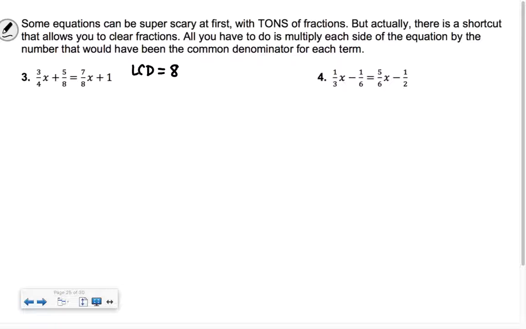We know that equations are like a big teeter-totter. When I add 2 to one side, I need to add 2 to the other side to keep things balanced. I can't add 10 and then not add 10 to the other side. It doesn't keep things balanced, right? So if I'm going to multiply through by 8, I'm not only going to do it on the left-hand side, but also the right-hand side. So we're going to do a big parenthesis. I'm going to do 8 times 3/4 x plus 5/8, and 8 times 7/8 x plus 1.